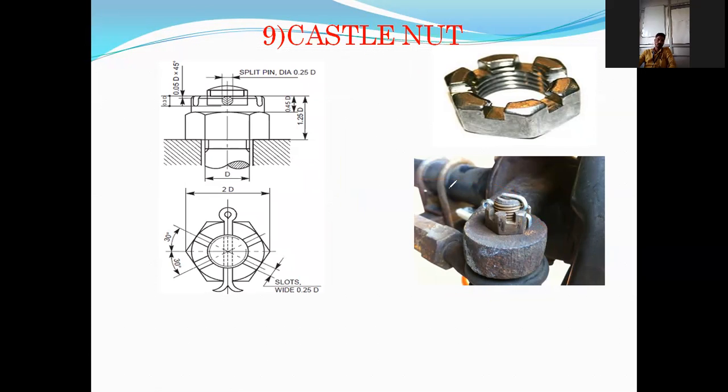Are you observing on the screen? Castle nut, the ninth number nut we are studying right now. Are you observing on the screen? Ninth number nut. I'm not getting a response. Yes, from sir. Really. Which slide are you observing right now? Which slide is there, or what is the name on the slide? What are you observing?